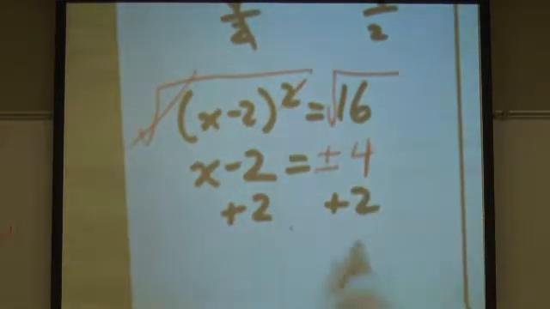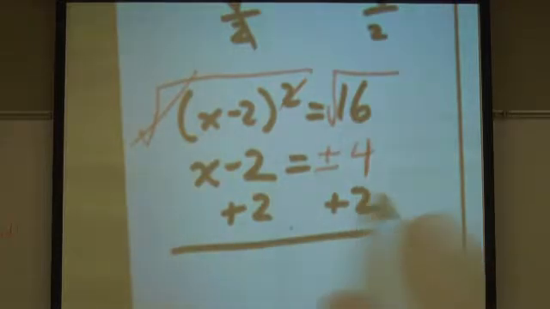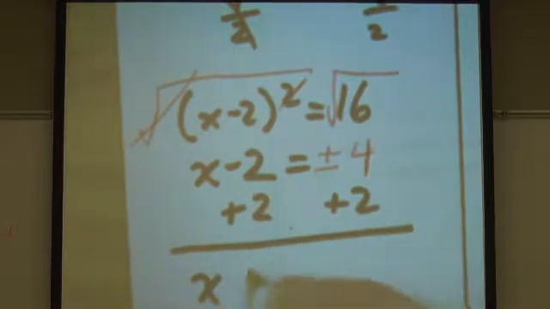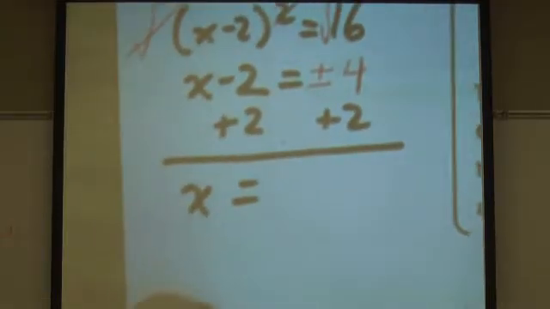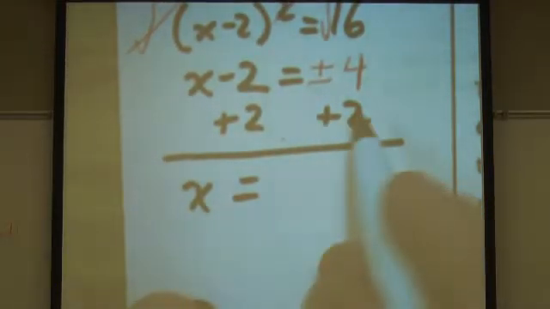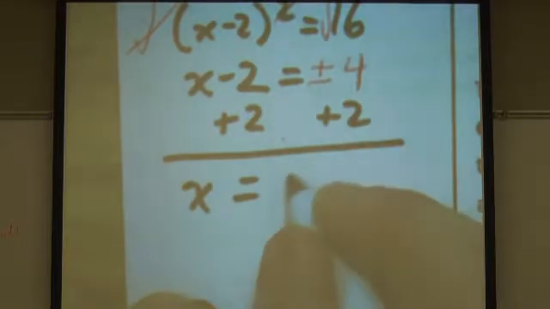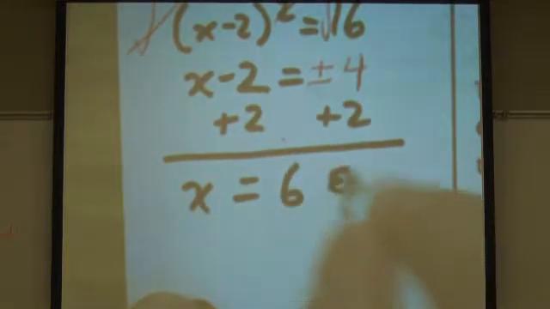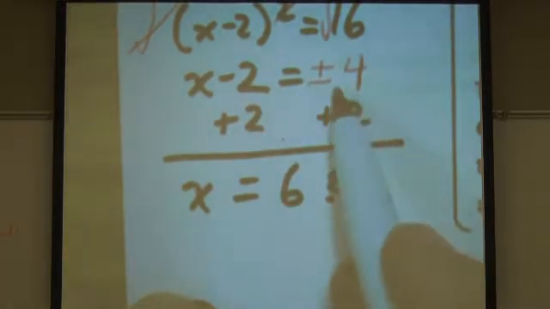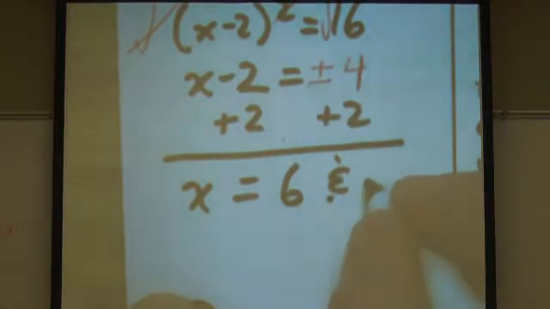Now, remember that this represents two different numbers. It represents a positive 4 and it represents a negative 4. So when you add 2, you have to add 2 to positive 4 and to negative 4. So you're going to get two entirely different answers this time. You're going to have x equals positive 4 plus 2, which is 6, and x is going to equal negative 4 plus 2, which is negative 2.